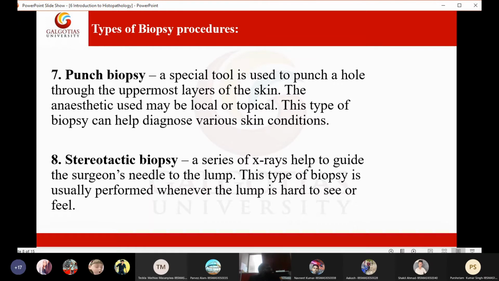Stereotactic biopsy. A series of X-rays helps guide the surgeon's needle to the lump. This type of biopsy is usually performed whenever the lump is hard to see or feel. Dear students, in this technique the organ is inside the human body. Whatever organs are inside the human body, but unable to palpate and unable to find out, that is the reason why we need to perform this biopsy.